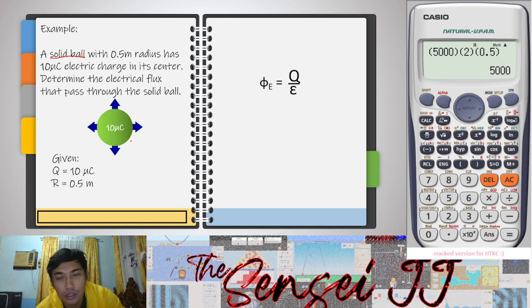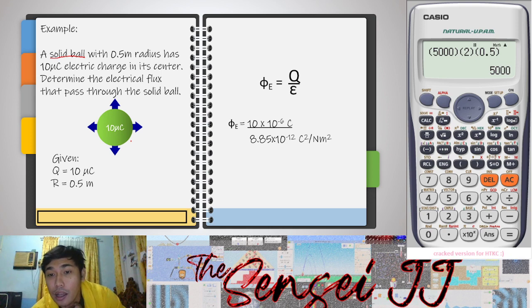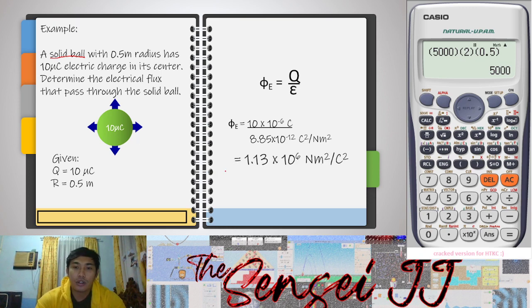So, we have here our first formula which is phi E is equivalent to Q all over permittivity of free space. So, as you can see, ito yung shortcut natin. Q all over permittivity of free space. We have here 10 times 10 raised to negative 6 coulomb. Microcoulomb tayo, guys. Divided by 8.85 times 10 raised to negative 12 coulomb square per Newton square meter. Okay, so we will be having an answer of 1.13 times 10 raised to 6 Newton square meter per coulomb.